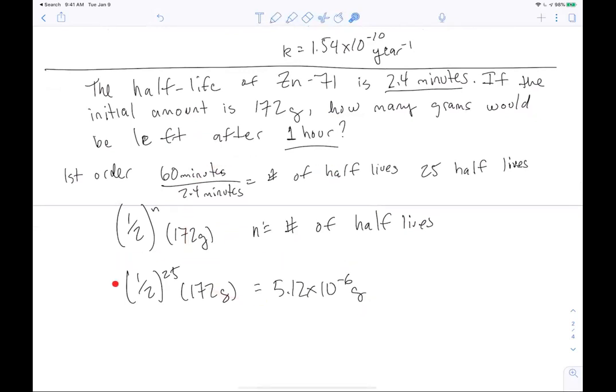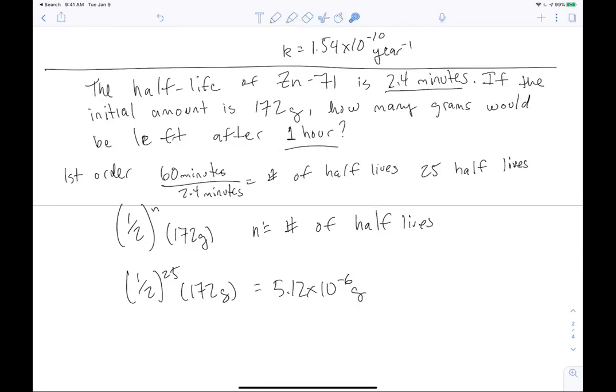But for the first order, you can see why these are really nice, because it's just a very simple equation. It's just 1/2 raised to the number of half-lives times the concentration gives you the final concentration. And you can see that for any particular thing, eventually the concentration tends towards zero. The limit on this thing is it's going towards zero. So 5.12 times 10 to the minus 6 grams, a teeny tiny amount. After like 2 days or something, there's basically none of that left, right?